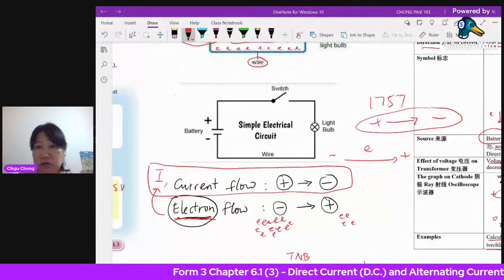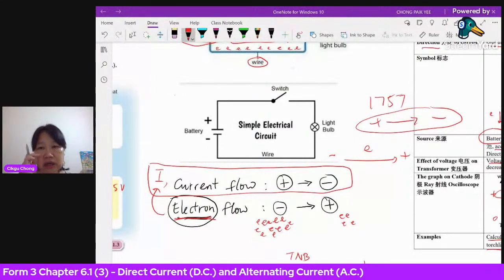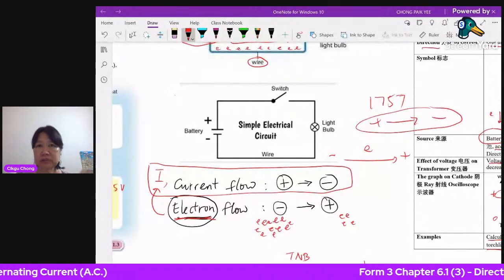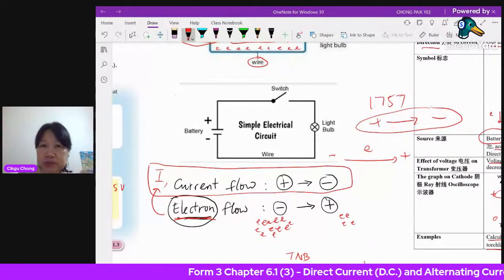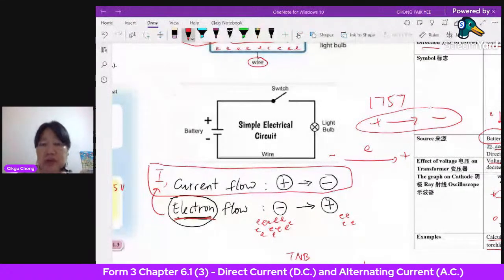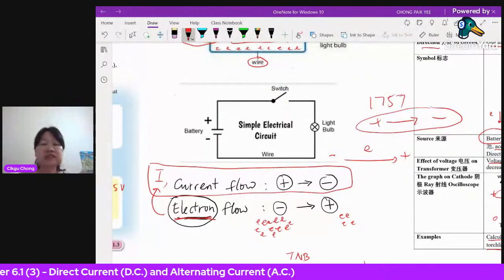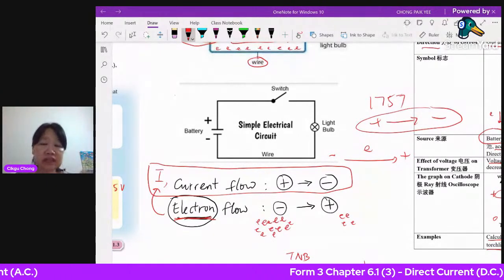The scientists all agreed and said, okay, we're not going to change it now. We're not going to change it because it's very messy to change something that you've already fixed for over 100 years, and a lot of laws and formulas have been written based on this principle. If you want to change everything all over again, it's going to be very messy. So they said, okay, no need. We fix current flow as positive to negative.